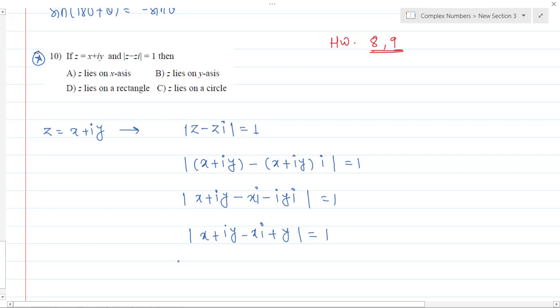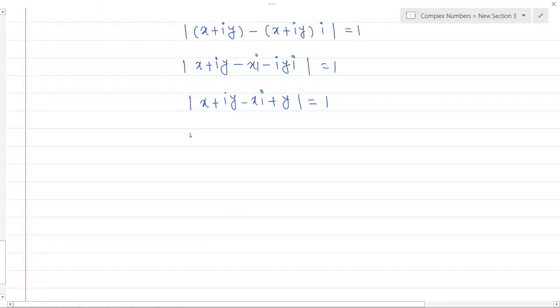Let's solve further. Now take the real and imaginary parts separately. So x plus y is the real part, and this is the imaginary part, minus I if I take common from these two. So what will I be remaining with?